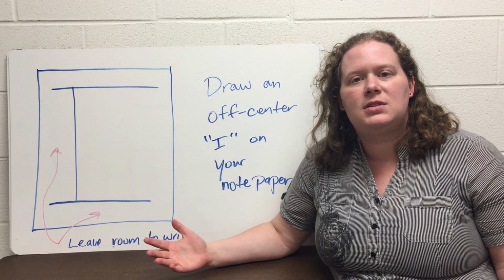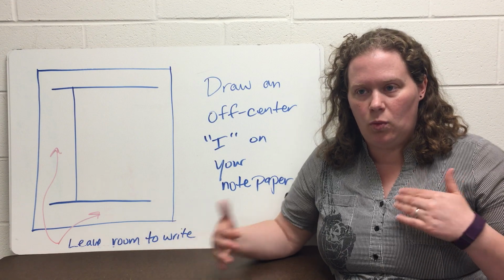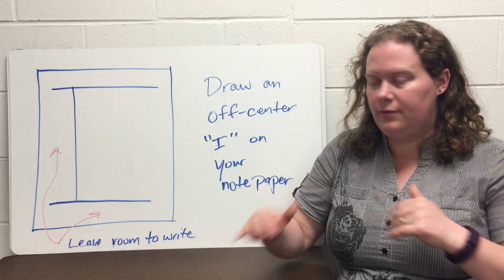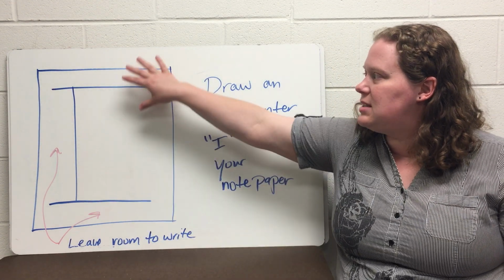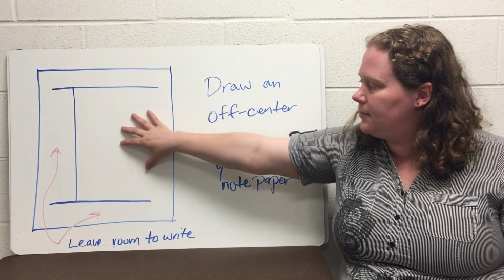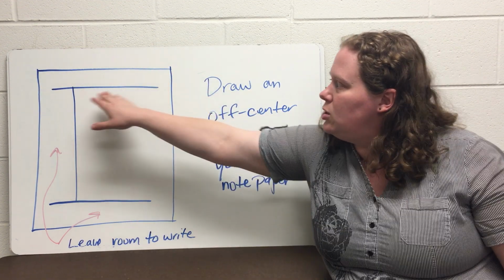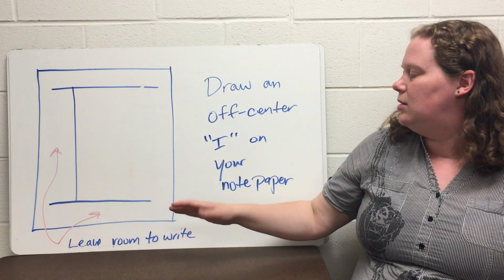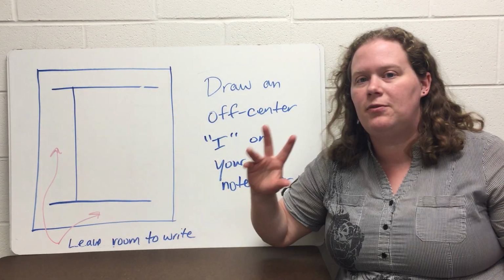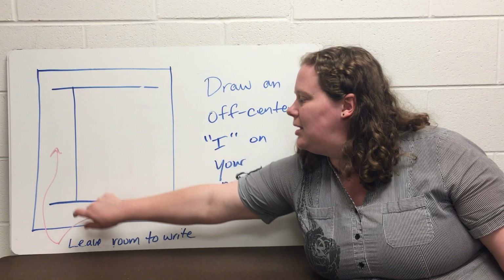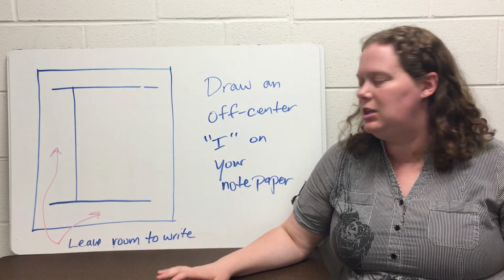The important first step is how you set up where you're inputting your information. So this is how you would set it up on a piece of paper. If you had a piece of lined paper, you would draw an off-center T on your note paper, and you're leaving room in 4 different areas: here, here, here, and here. And I'll talk about what you put in each one of those.